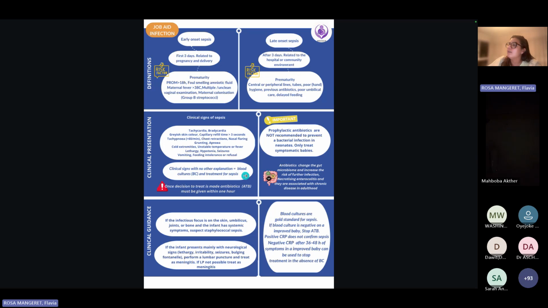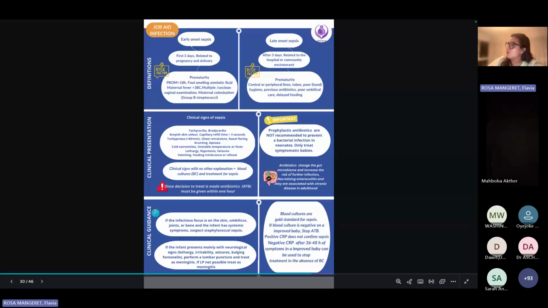And then, again, the recommendation: clinical signs with no other explanation, the baby has a blood culture, and treatment for sepsis. Important: once the decision is made to treat, antibiotics should start and be given within 1 hour. But before antibiotics, again, do blood cultures whenever available. If not available, give antibiotics in the first hour, but whenever blood culture is available, it should be done. Prophylactic antibiotics are not recommended to prevent bacterial infection in neonates; only treat babies that are symptomatic, because antibiotics change the gut microbiome, which increases the risk of further infection and of associated chronic disease in adulthood.